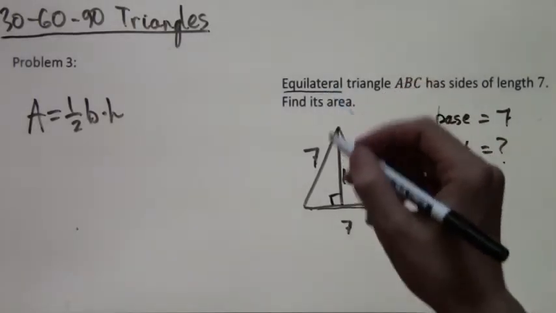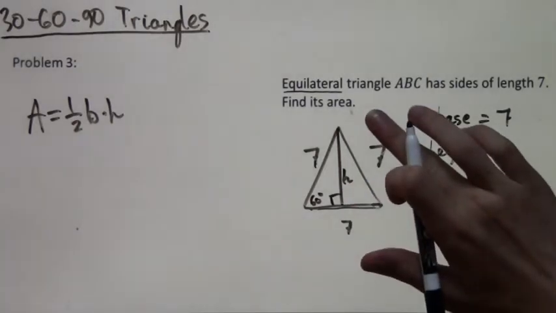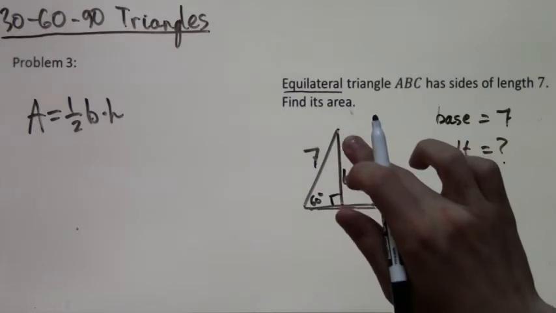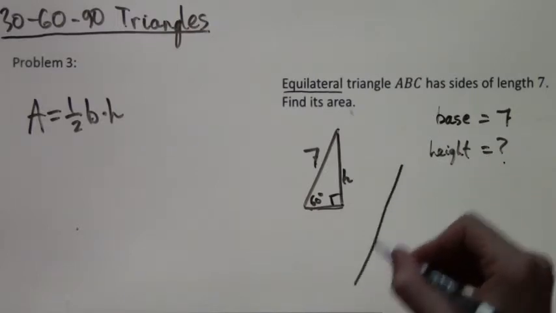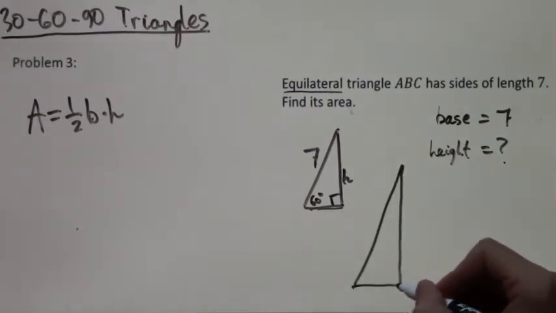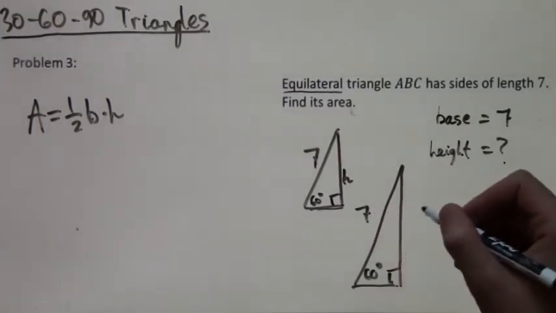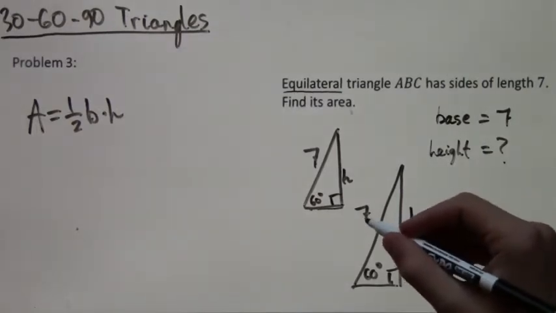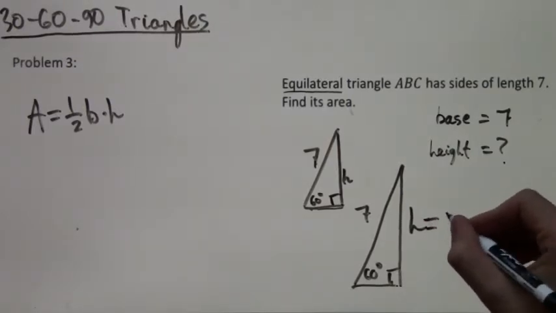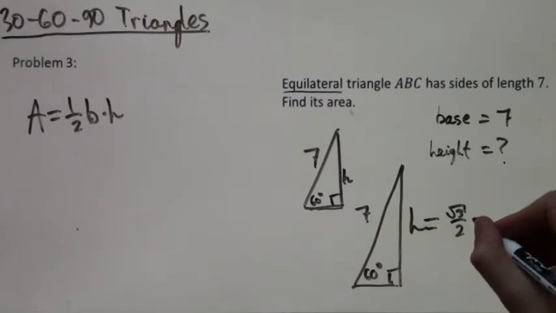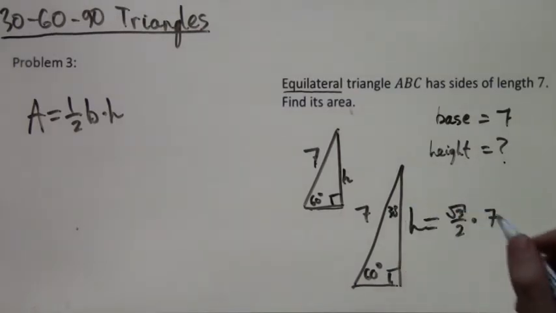But note, if this is an equilateral triangle, then each angle must be 60 degrees. So I label that 60 degrees there. And now look, if I erase the other half of this equilateral triangle, then I get 60 and 90 degrees for 2 of the angles, making the last angle a 30-degree angle. And of course, the hypotenuse is of length 7. So this is actually secretly just a 30, 60, 90 triangle. And we know that the height h has to equal root 3 over 2 times the hypotenuse. So that gives us the height h.